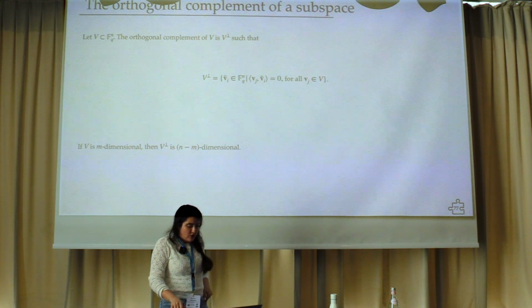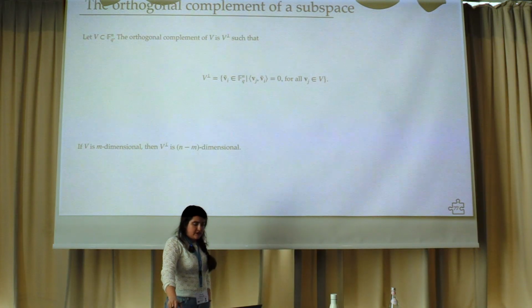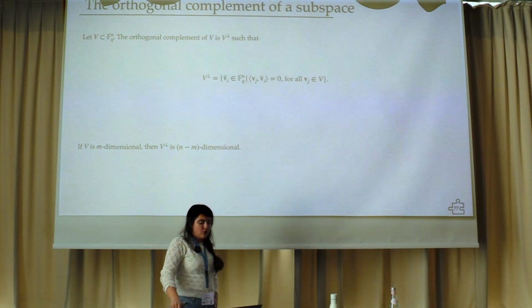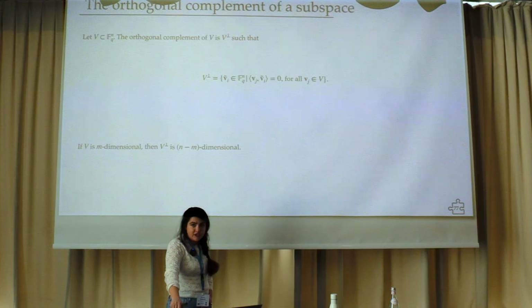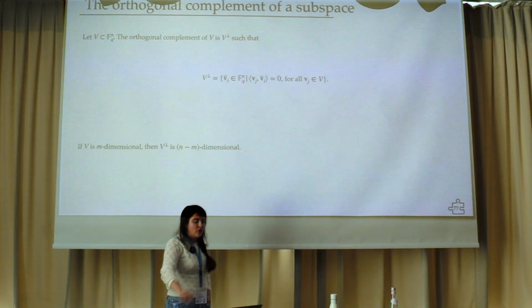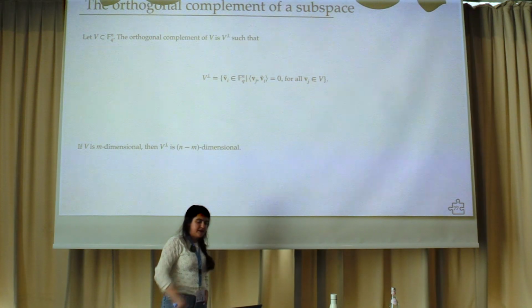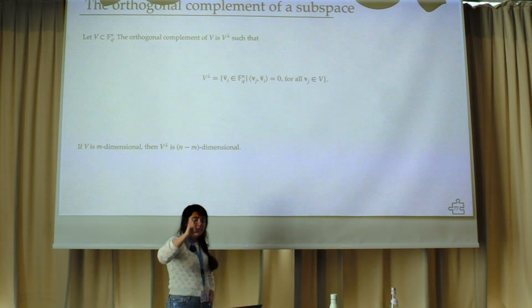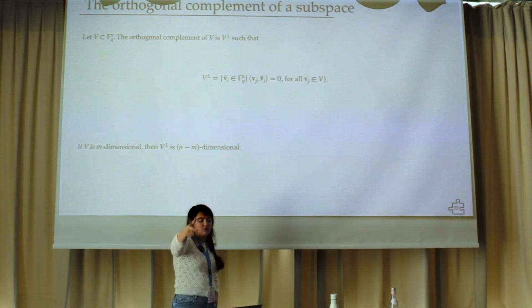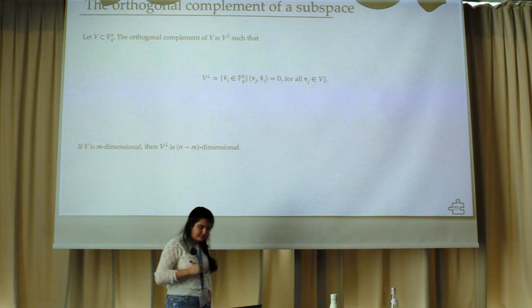Okay, so what do we know about this orthogonal complement? We also know something about its dimension. This is the only thing I need for the attack. So you know that if the dimension of V, your subspace, is m, then the dimension of its orthogonal complement is going to be n minus m.